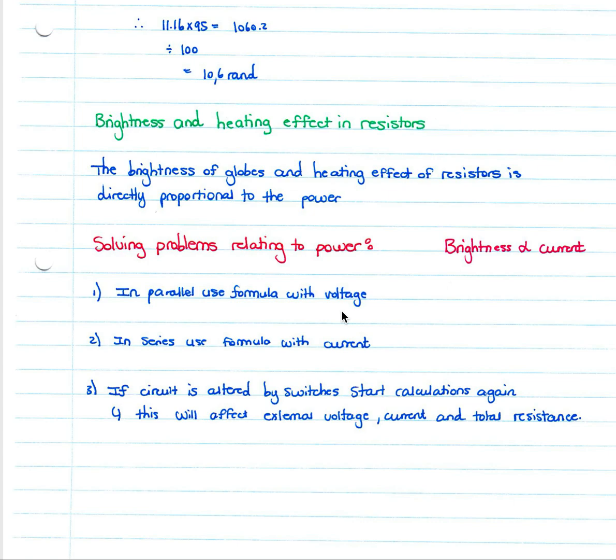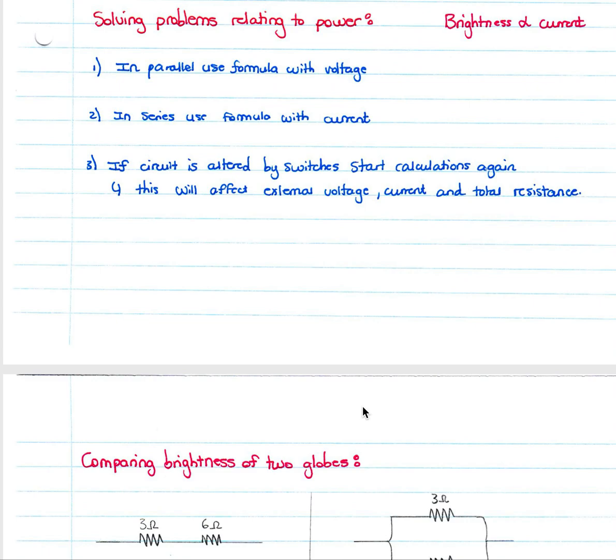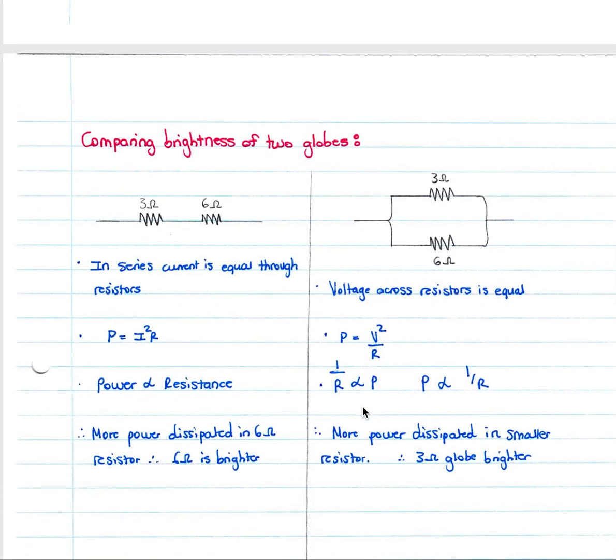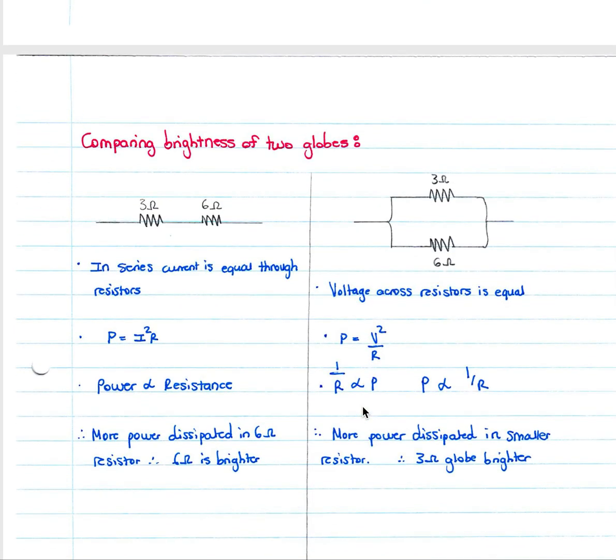And if the circuit is altered by switches, we start our calculations again, because this will affect our external voltage, our current, and our total resistance. Remember that the only thing that's not affected by changing your circuit is your EMF, but your external voltage, current, and total resistance will be affected, and you need to restart your calculations. So let's look at this quick example, where we compare the brightness of two globes.